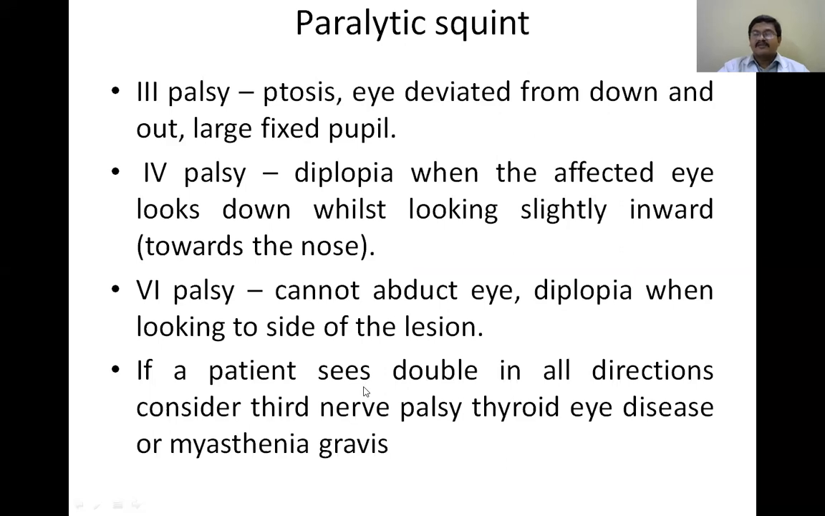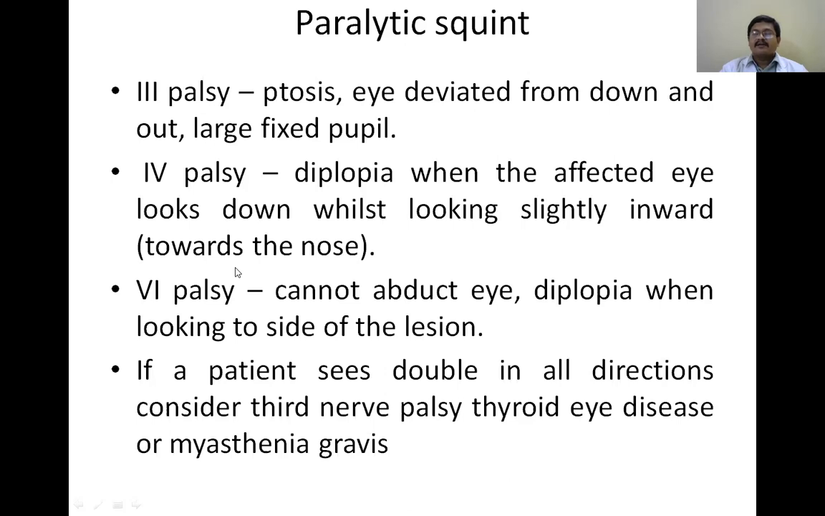Then what is the paralytic squint? Palsy of the third, the sixth, or the fourth cranial nerve can produce the paralytic squint. The third cranial nerve palsy is associated with ptosis. Ptosis is nothing but the drooping of the eyelid. The eye is deviated downwards and out, and it has a large fixed pupil because of the paralysis of the constrictor pupillae. In the fourth nerve palsy, there is diplopia when the affected eye looks down while looking slightly inwards towards the nose.